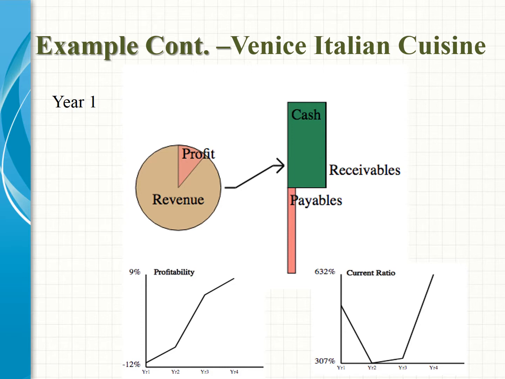Please note, the line graph on the bottom of the rectangle chart shows 4 years of the current ratio. The current ratio shows the proportion of current assets to current liabilities. The current ratio is used as an indicator of a business's liquidity.